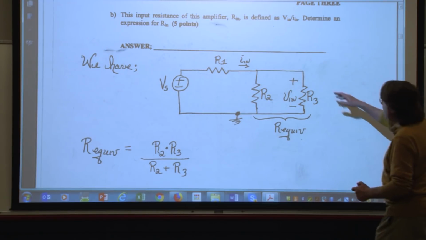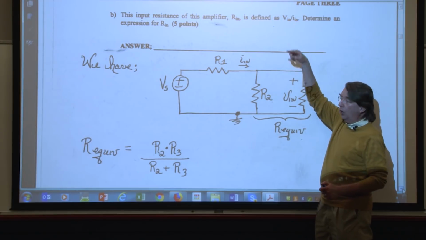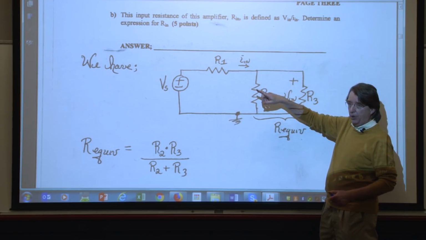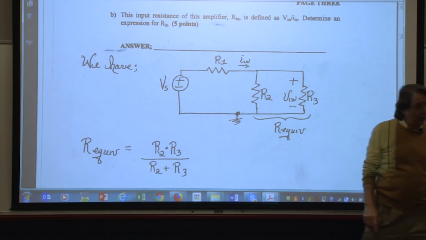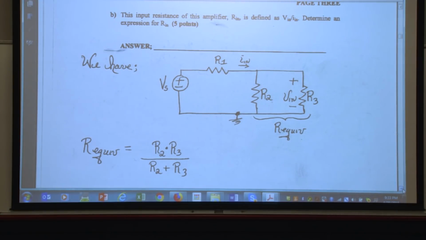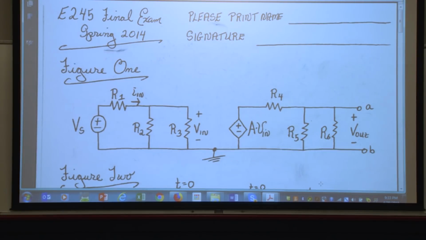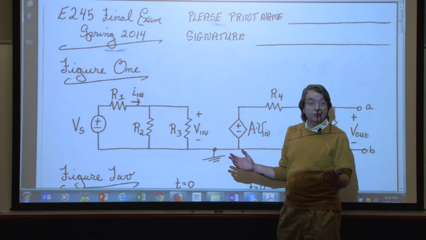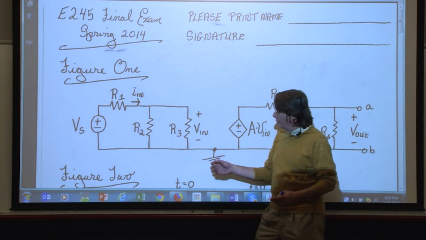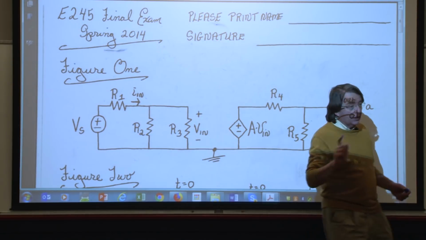So what I need to get is a relationship for V in over I in. If you go back, and I'll put it up in a moment, this is the figure for the left side of the circuit. Just to confirm that, we pop open the left side of the circuit. Now, why am I looking at the left side of the circuit? Because I'm told to get V in over I in. They both occur on the left side of the circuit.